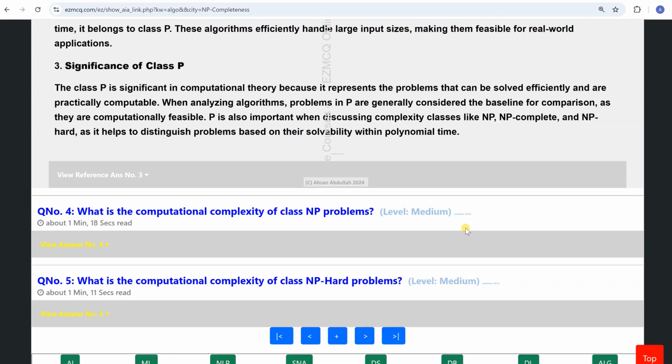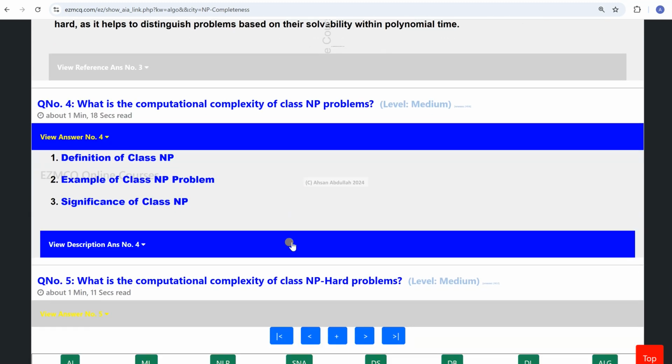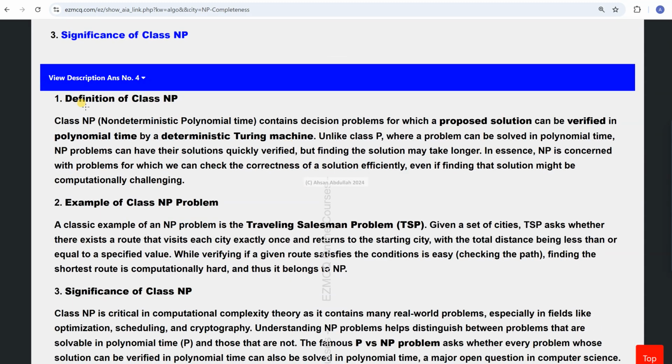So what is the computational complexity of class NP problems? Let's look at it. NP is non-deterministic polynomial time. So there's a big difference. N does not mean non-polynomial. Remember, N does not mean non-polynomial. Let me write it for you so that you remember: N does not mean non. It basically means non-deterministic. That's what N means.